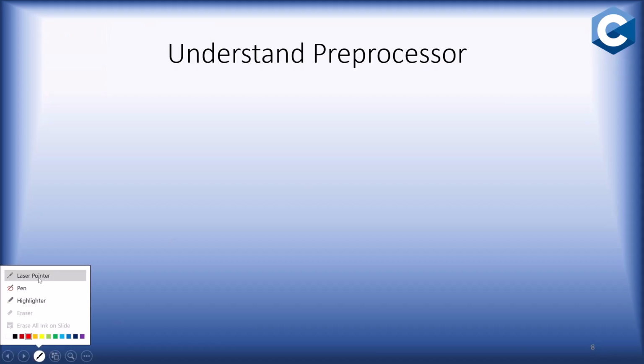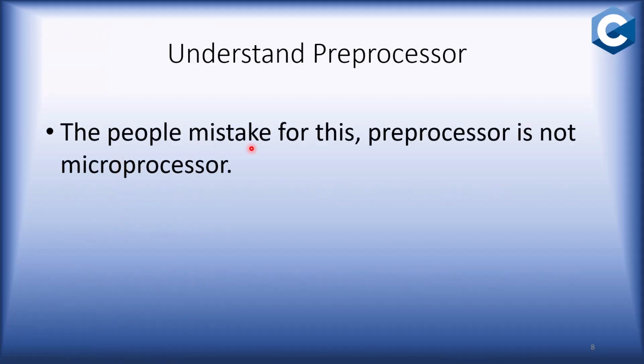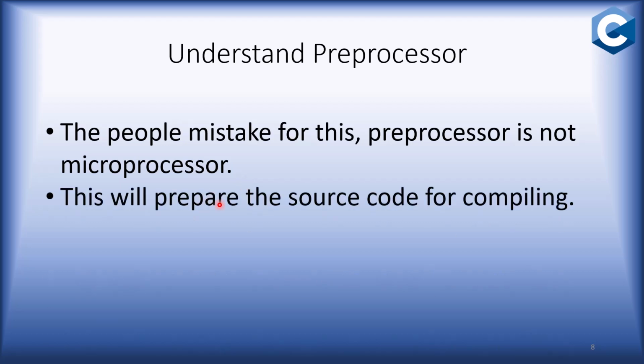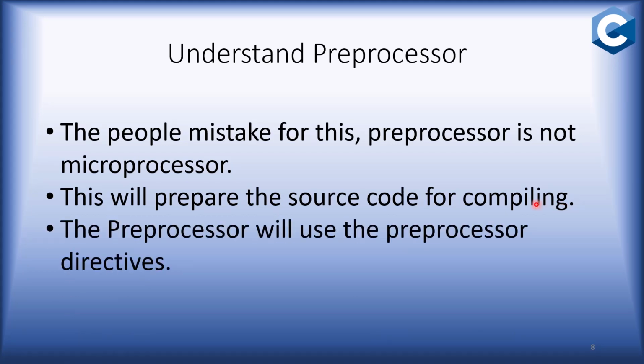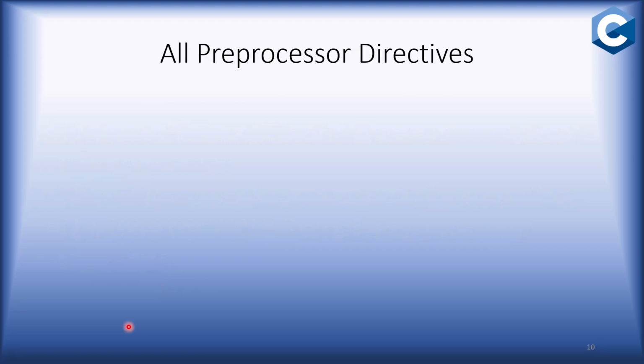So now let us move on to our next topic. Let us understand what a preprocessor is. Many people misunderstand that a preprocessor is a microprocessor, but it is not a microprocessor. A preprocessor is used to prepare the source code for compiling. To compile the given source code, the preprocessor will use some preprocessor directives to compile the project.